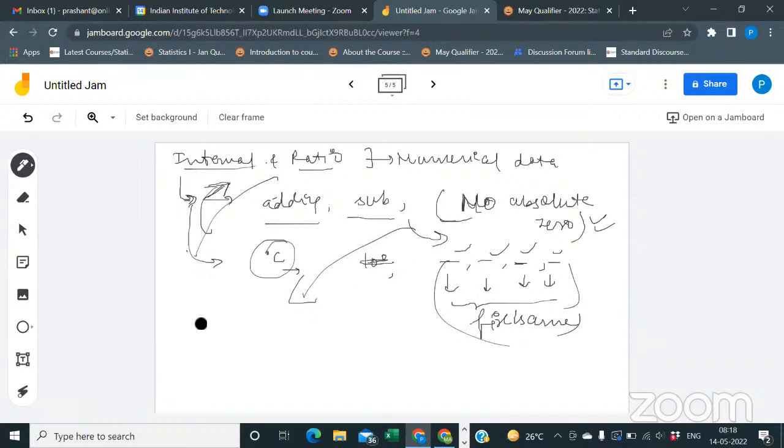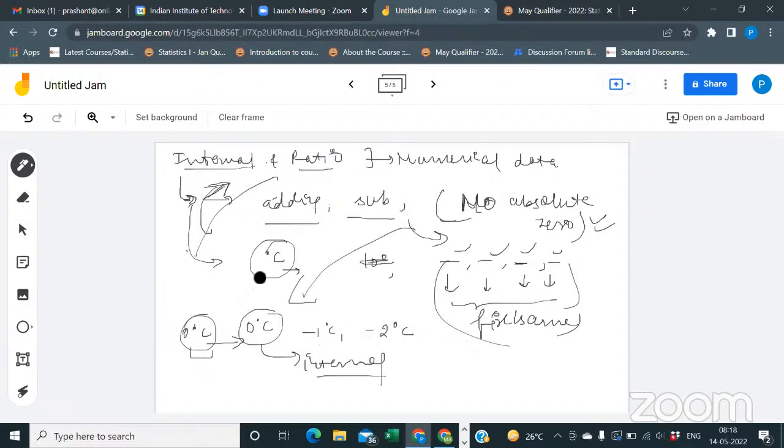No absolute zero means, suppose I'm saying, absolute zero means absence of that thing. Suppose I'm saying 0 degree Celsius temperature. Can you say there is no temperature? No, we can't say. If 0 degree Celsius is somewhere, then there is some temperature, and it can also take -1 degree Celsius. There is a meaning of -2 degrees Celsius. So this type of data comes under the interval scale of measurement.